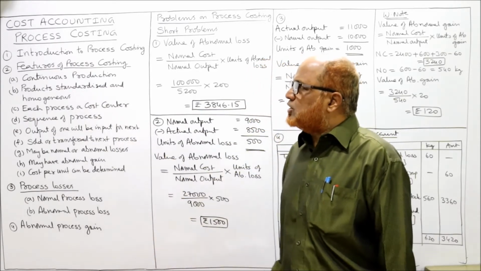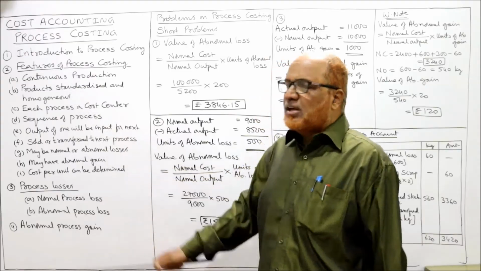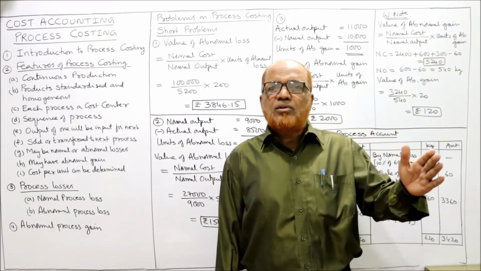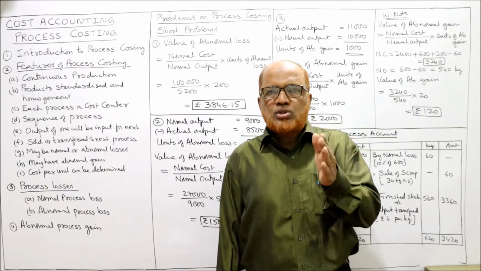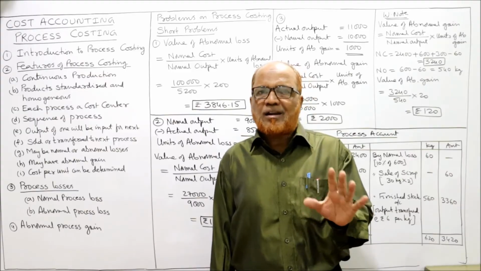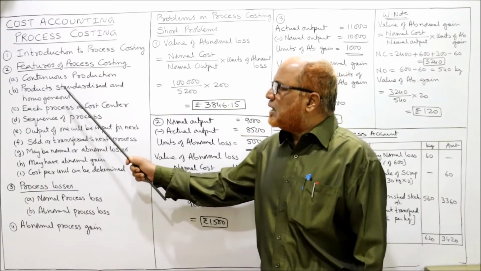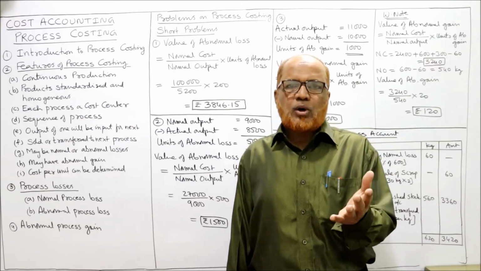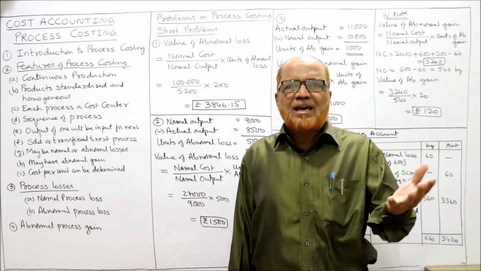Now what are the features of process costing? The first feature is continuous production. The goods are continuously produced. The goods are passed on from one stage to another stage. There is no interruption of the production. Second, products are standardized and homogeneous. The products which are produced are of the same nature.